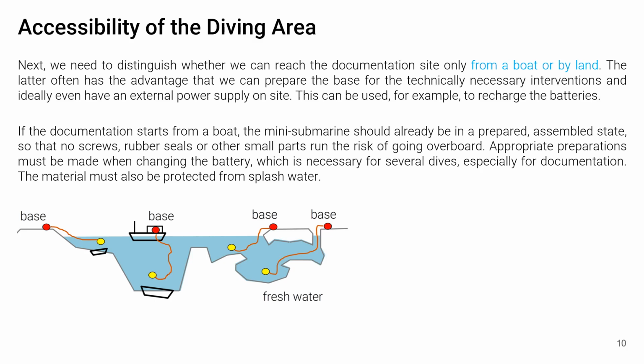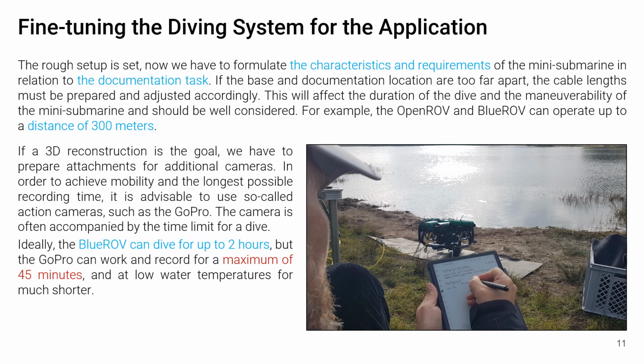If the documentation starts from a boat, the mini submarine should already be in a prepared assembled state, so that no screws, rubber seals or other small parts run the risk of going overboard. Appropriate preparations must be made when changing the battery, which is necessary for several dives, especially for documentation. The material must also be protected from splash water. The rough setup is set.